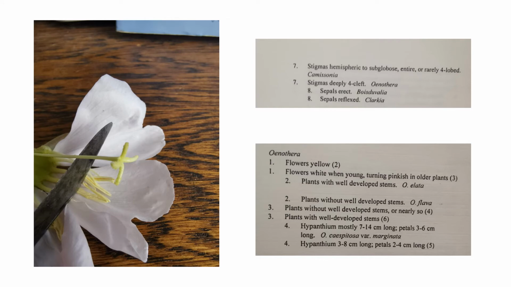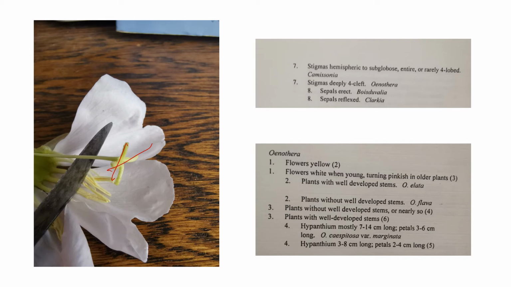So this is saying the first 7 is stigmas hemispheric to subglobose, entire or rarely 4-lobed, when we can see that this is very clearly 4-lobed. Stigmas deeply 4-cleft is Oenothera. And so we'll move on to that and see, are the flowers yellow or white or turning pinkish when older? So that's the case. We are at 3. And plants without well-developed stems or nearly so. And we actually can see in the video that this has very little stem. So that's the case. So we're moving to 4.